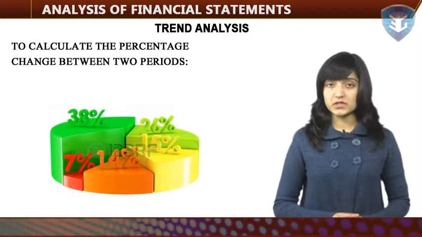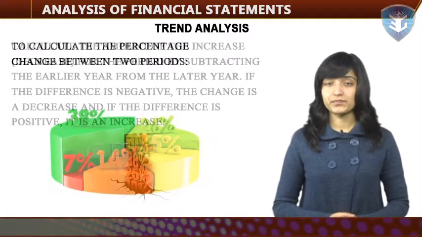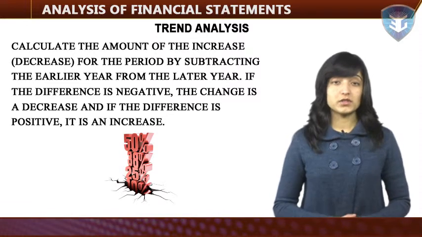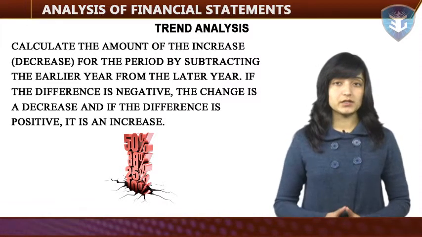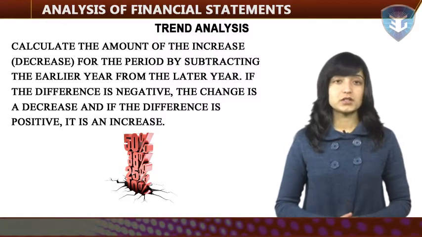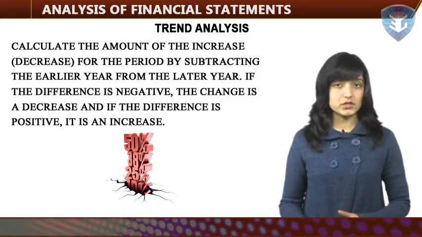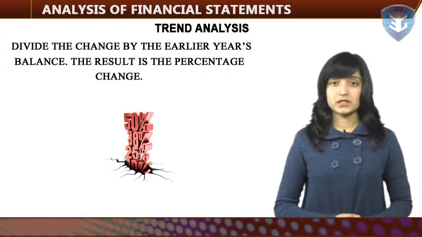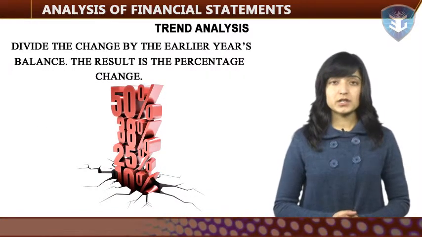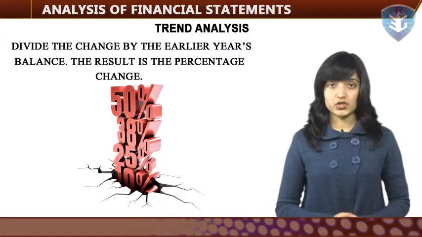To calculate the percentage change between two periods, calculate the amount of increase or decrease for the period by subtracting the earlier year from the later year. If the difference is negative, the change is a decrease, and if the difference is positive, it is an increase. Divide the change by the earlier year's balance. The result is the percentage change.